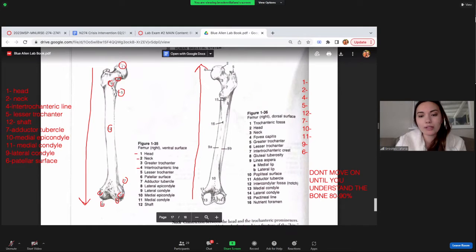So when you reorganize the list, I would have done like 12, 13, 14, 11, 10, 9, 16, 15, 6, 7, and so on. Does that make sense to everybody? I reorganized the list for every single bone in these pages. I always reorganized my list and I always tested myself over and over. And I did do very well on the lab exam because of that, because I just went over it and over it and over it.